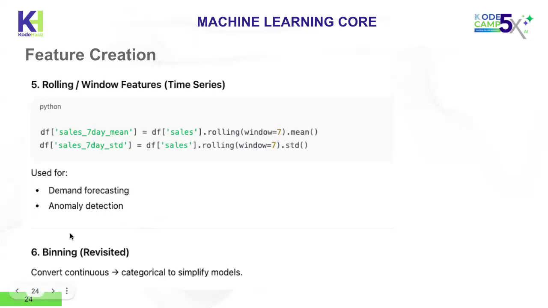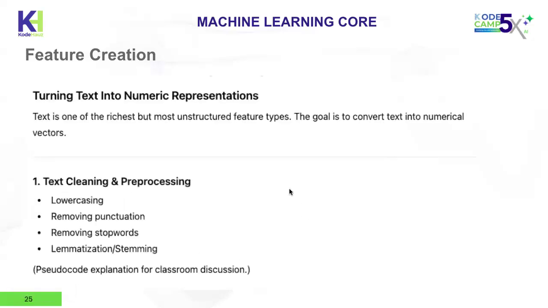Then, of course, we talked about binning already. Binning is another way that you can create features. You can take a continuous numerical feature and create a new feature by binning that continuous numerical feature.